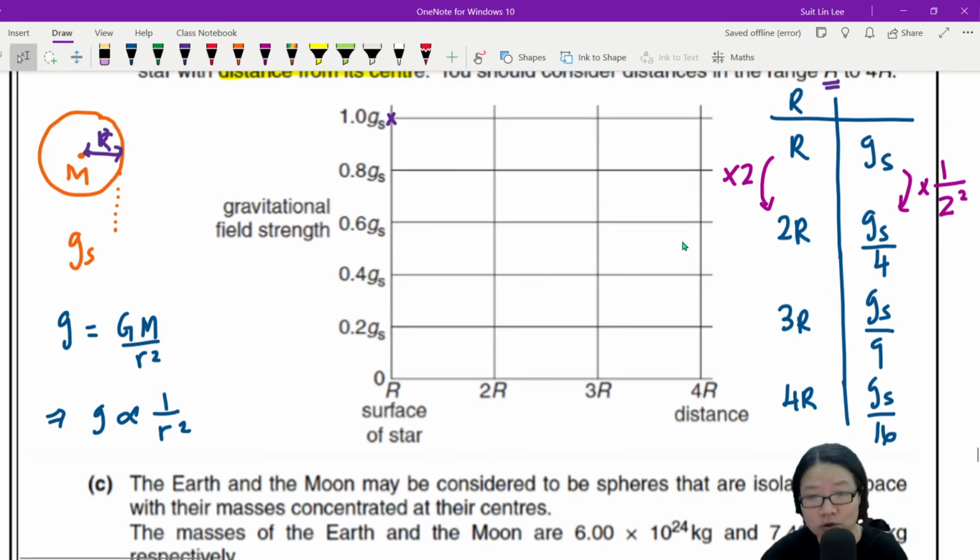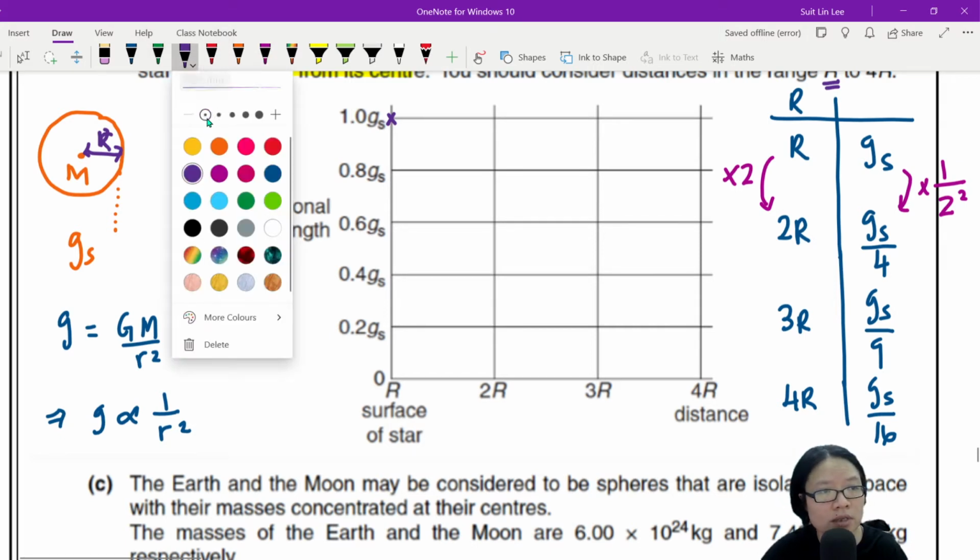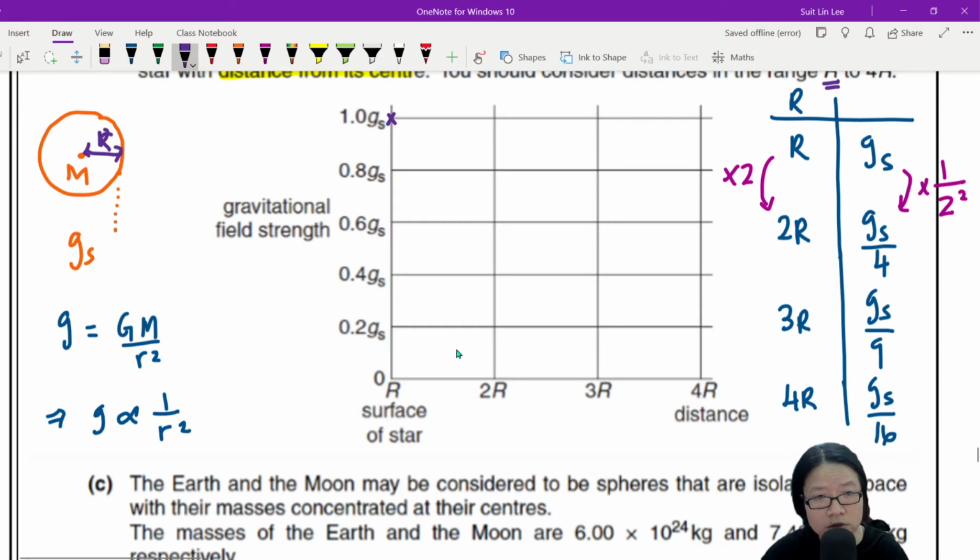GS over 4 is 0.25. So where is our 0.25? I need to change to a thinner pen for accurate plot. So 0.3 is here. 0.25 will be somewhere here, GS over 4. GS over 9 is 0.11, so 0.1 is somewhere here. And GS over 16, 1 over 16 is, hang on, need to press my calculator, 0.0625. So here is 0.1, here is 0.05.